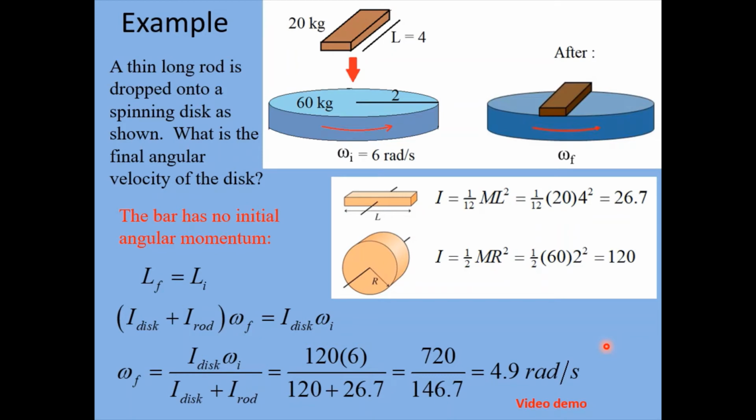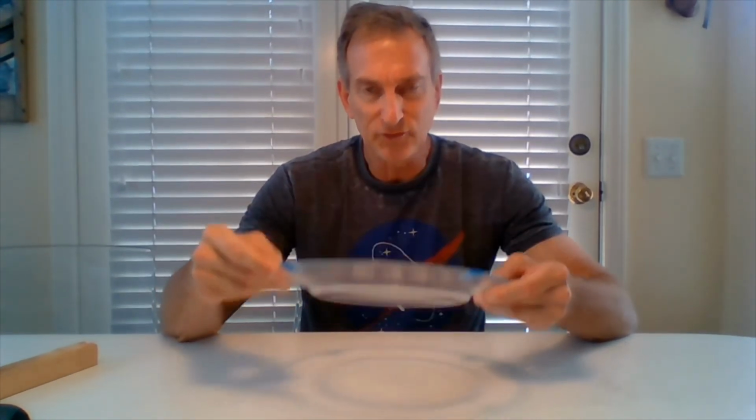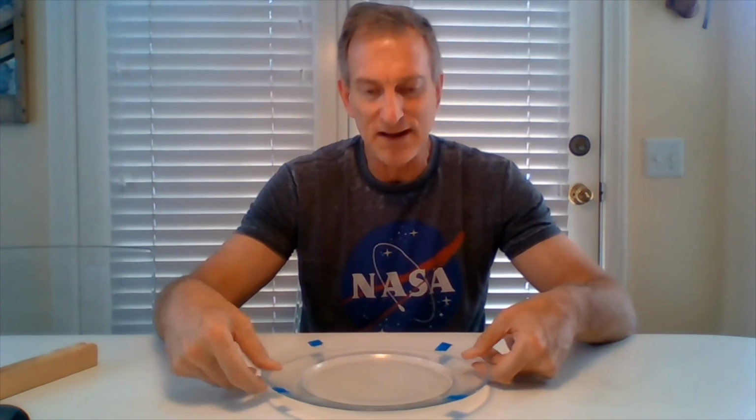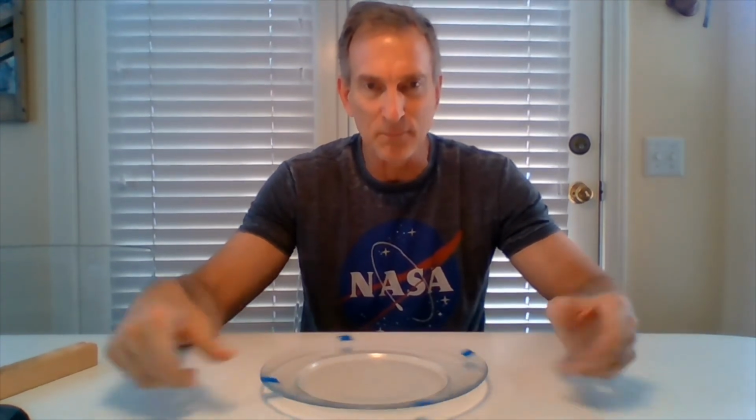I didn't have any fancy equipment here, so I found a dinner plate that spins, and the demonstration works quite well, and you'll be able to see this in action. This is a demonstration of the conservation of angular momentum that we just saw in the last problem. So I've got a dinner plate here, and interestingly, this dinner plate is kind of defective. It has a rounded bottom, which allows it to spin like a turntable.